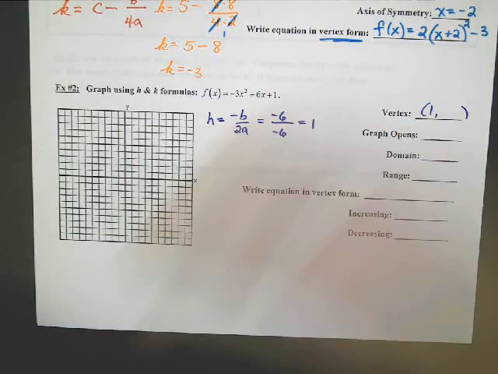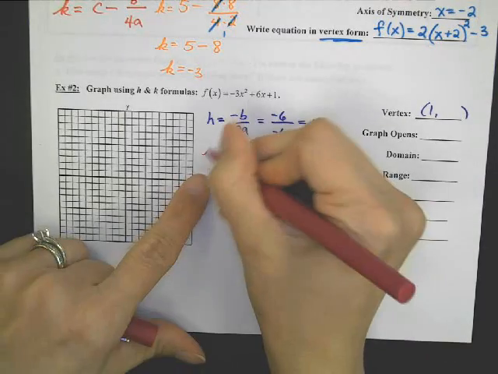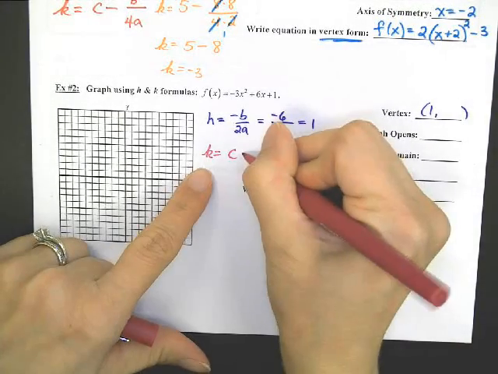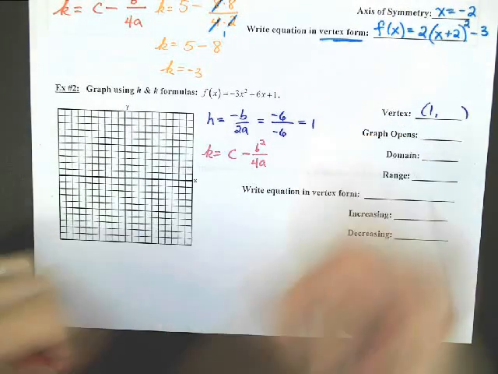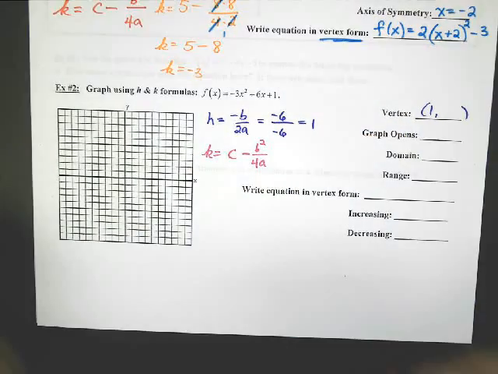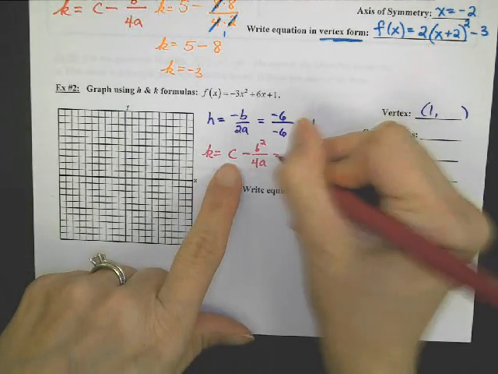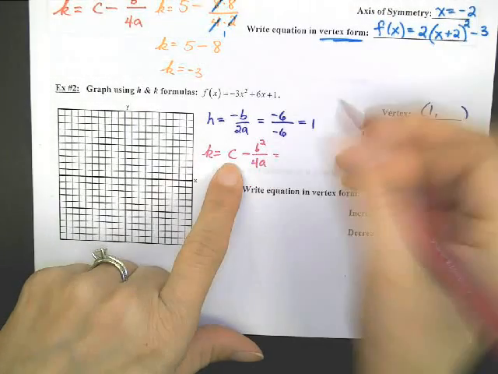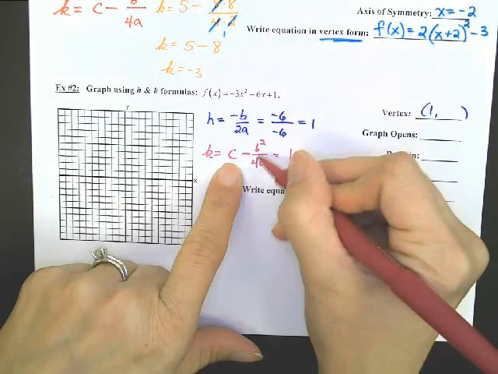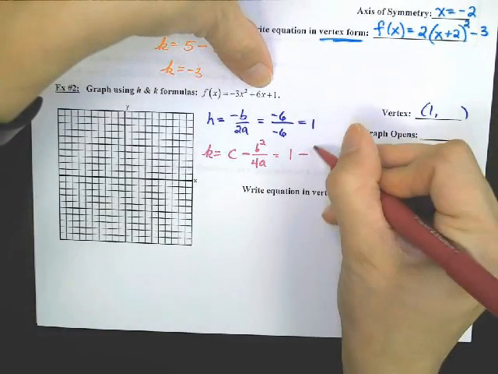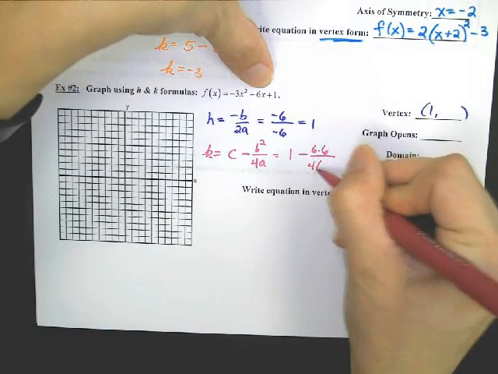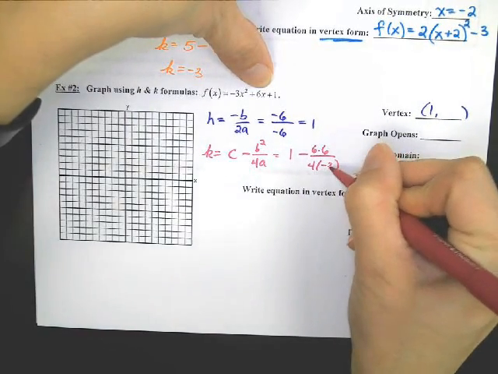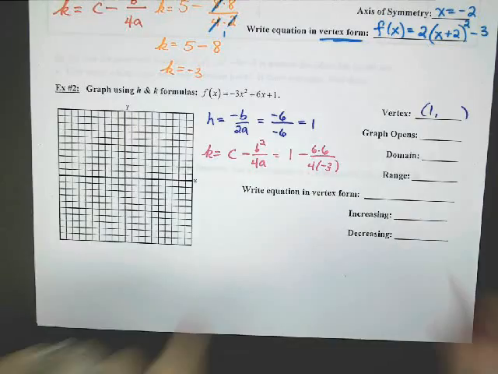Now it's time for k. K equals, what's that formula? C minus b squared over 4a. The more you write the formula, that's kind of like memorizing it. So give me a c. 1 minus b squared. So let's write 6 times 6 divided by 4a. That's a negative 3. And now we have to look for things that cancel.